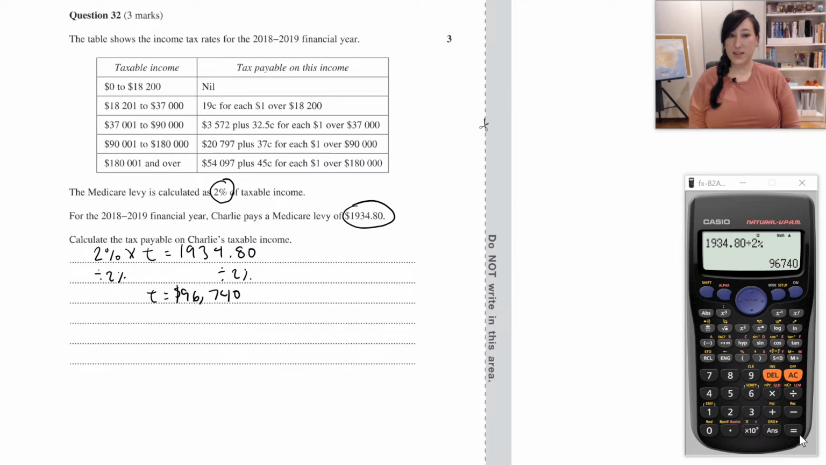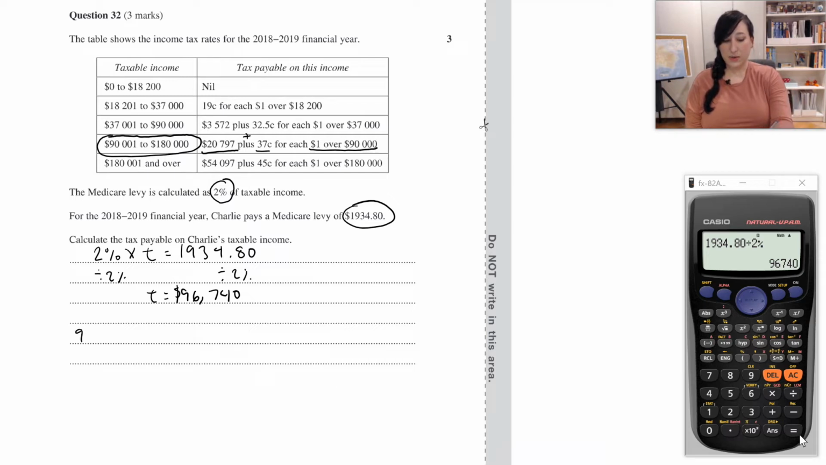So first we'll need to know which income bracket he falls into. $96,740 falls into the fourth bracket. So his tax payable is calculated as $20,797 plus 37 cents for each dollar over 90,000. Working this out, we usually start at the end. How many dollars over 90,000 is his taxable income?